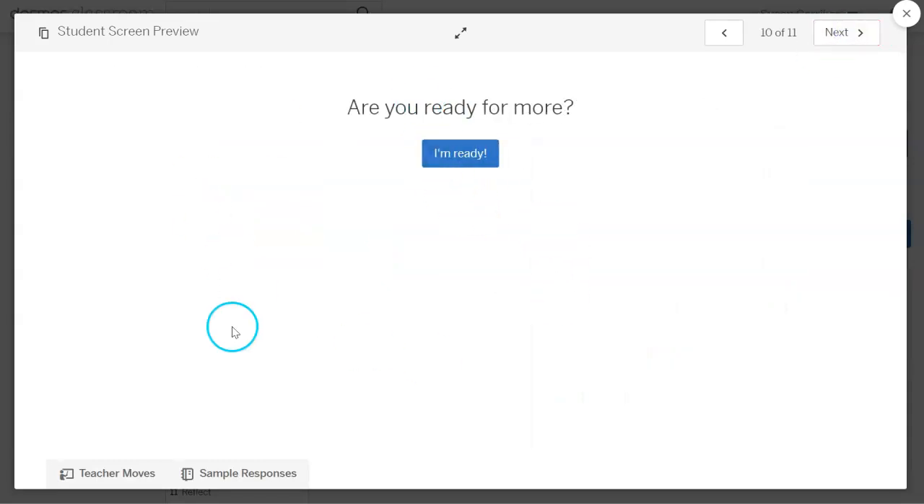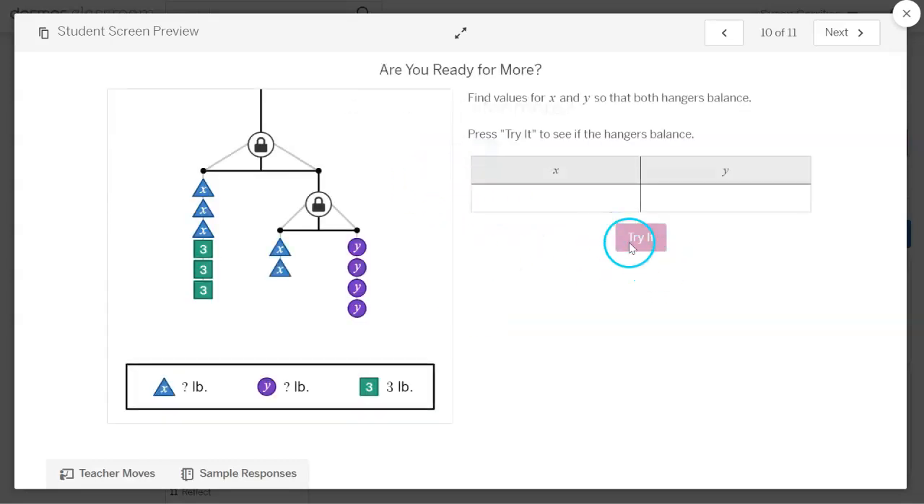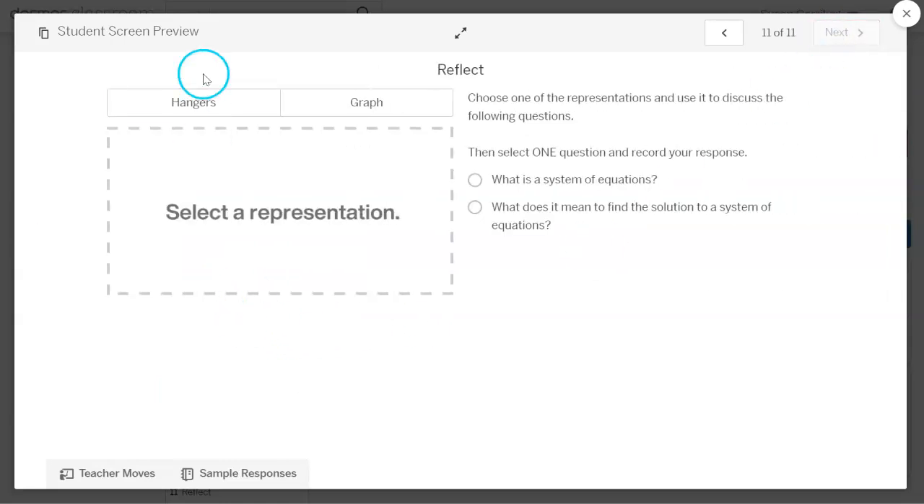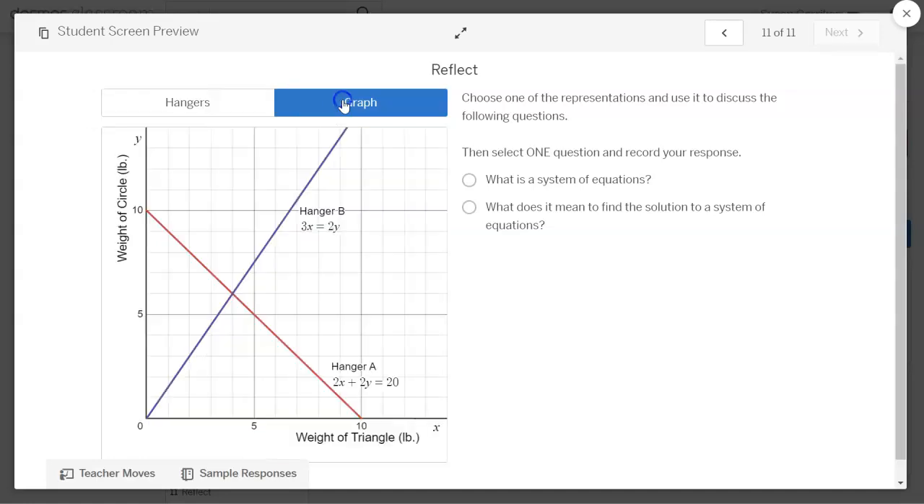And then this one is where I think I stopped here. This was optional, but this gives them a little extra work, finding values of x and y. And then finally, they're going to do a reflection task, which is sort of like a formative assessment at the end of your lesson to see where they are.